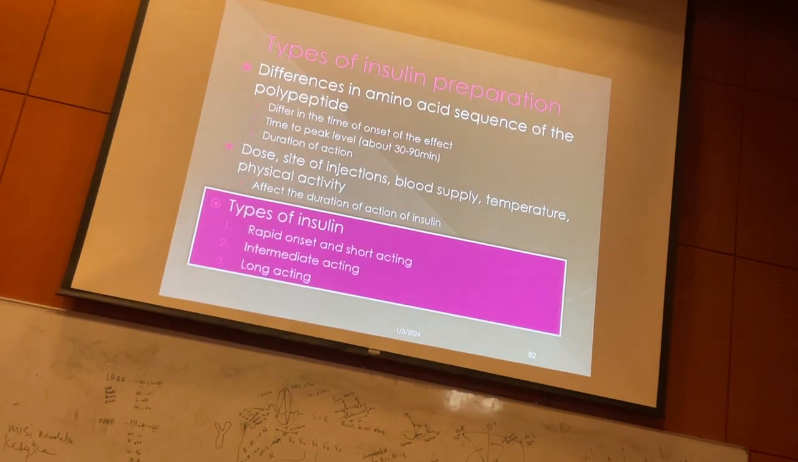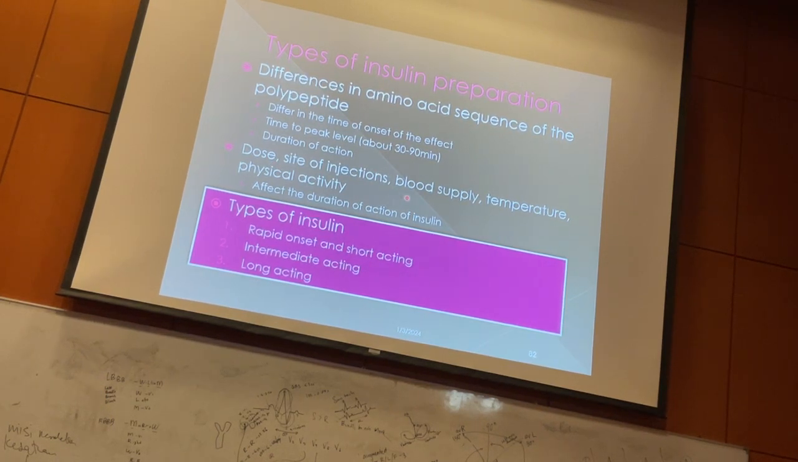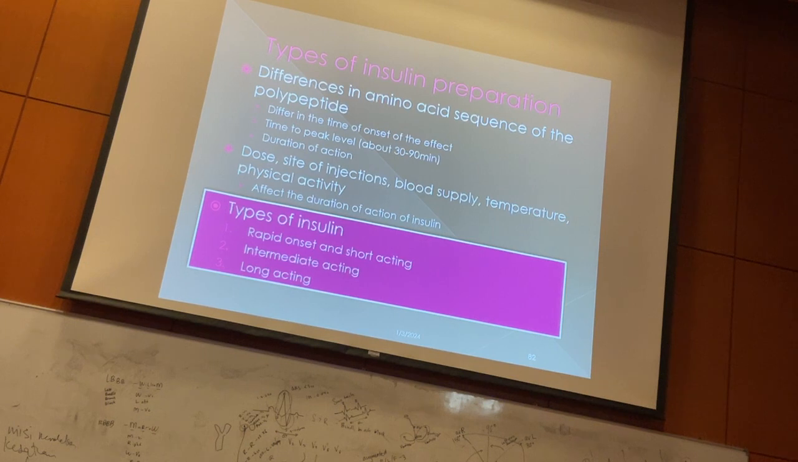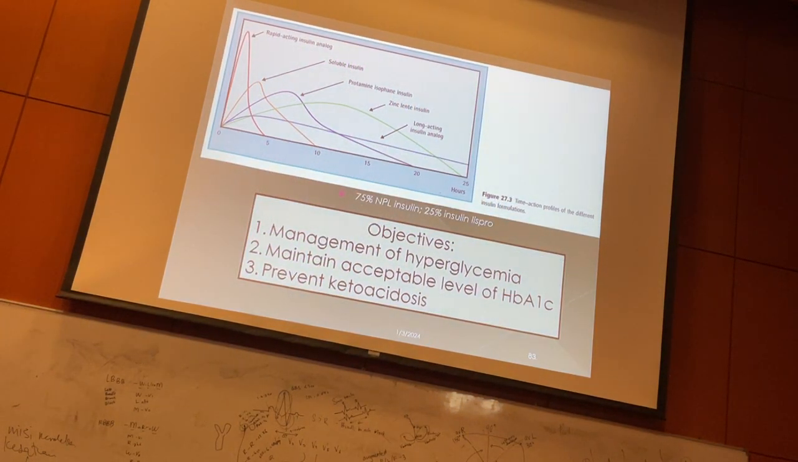This is the book. So you can see this is the insulin structure. Okay, the types of insulin preparation, the 4 types. Okay, so you can see that it differs in the time of onset, the time to peak, the duration of action, because the difference in the polypeptide length. Okay, and the dose, site of injection, blood supply, temperature, physical activity will affect the duration of action of insulin. So the objective is to manage hyperglycemia, maintain acceptable level of HbA1c, and prevent ketoacidosis.